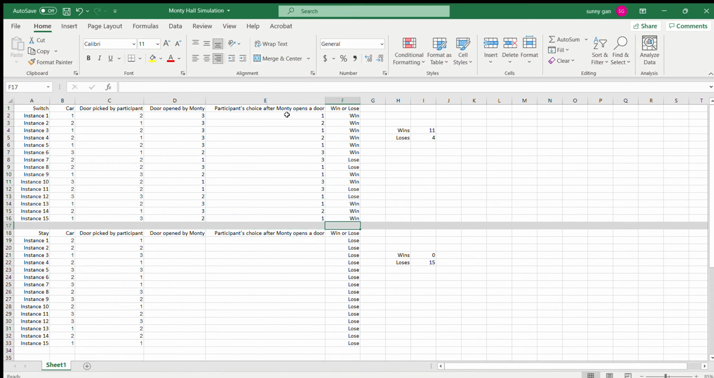So essentially it ends up with a win rate of 11 over 15. There are 15 instances and they win 11 and lose 4.